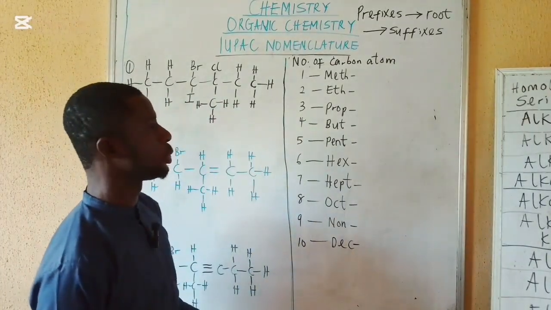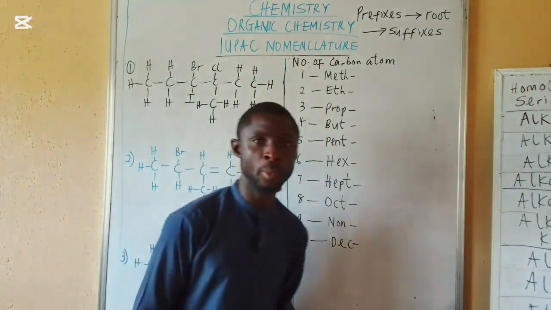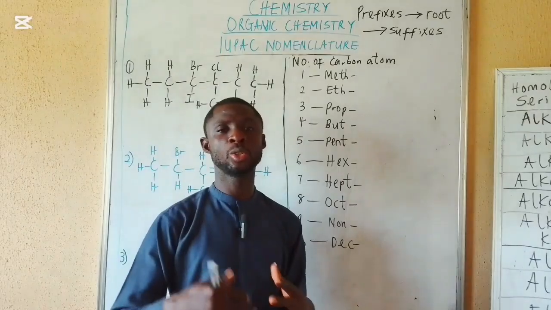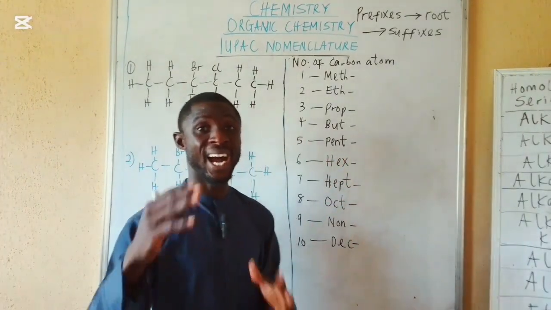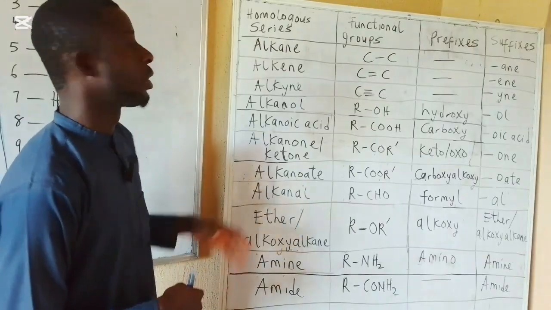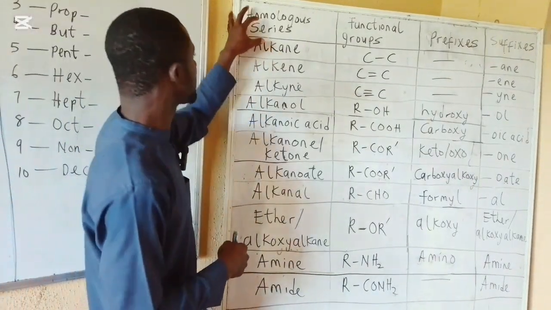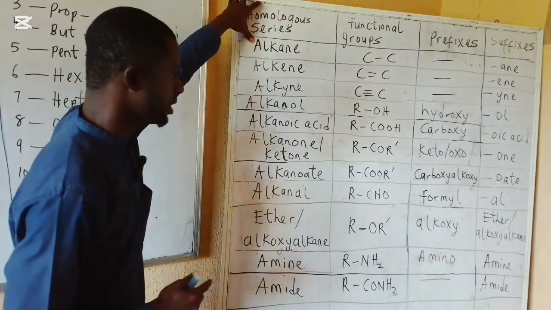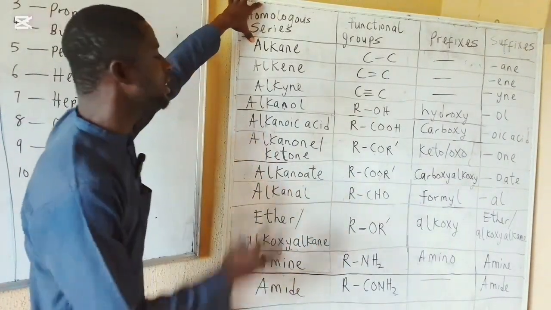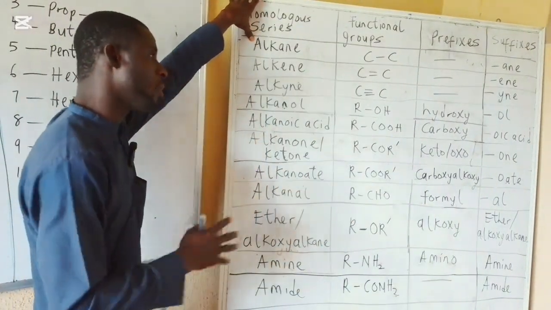Alright, let's come to the table. I want to show you a table, and that table is going to show us the homologous series, the functional group, the prefix and the suffixes. We need this table because it will help us in the naming of our organic compound.